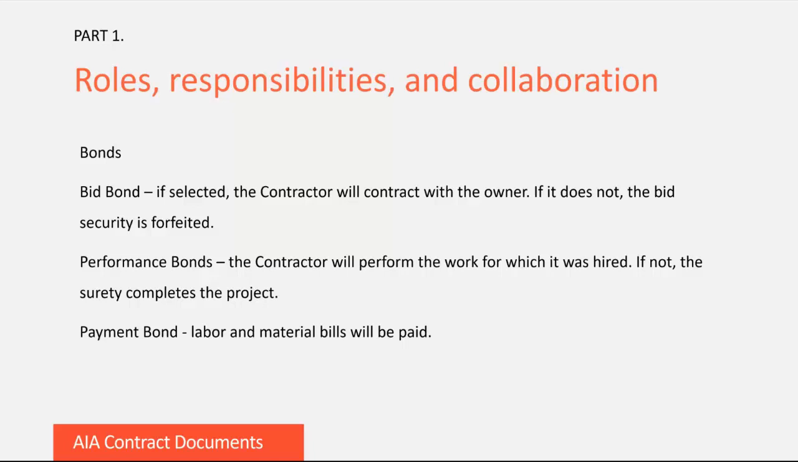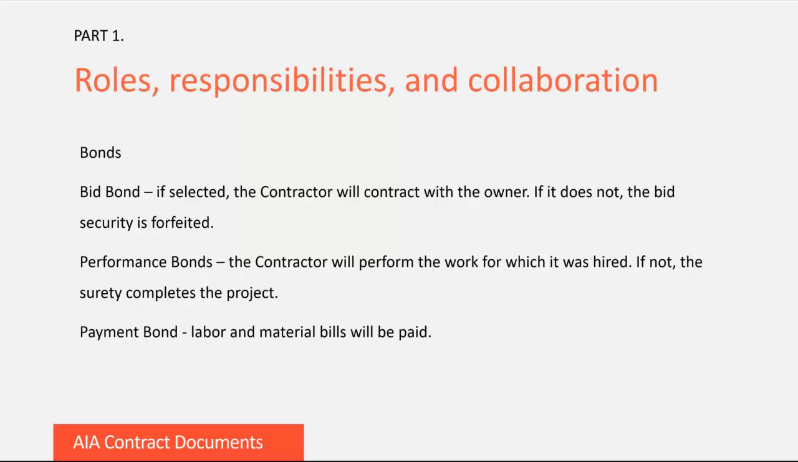With a bid bond, the contractor assures the owner that if its bid is selected, the contractor will enter into a contract on the terms stated in the bid. If the contractor does not enter into the contract or fails to furnish the bond, then the amount of its bid security is forfeited to the owner.